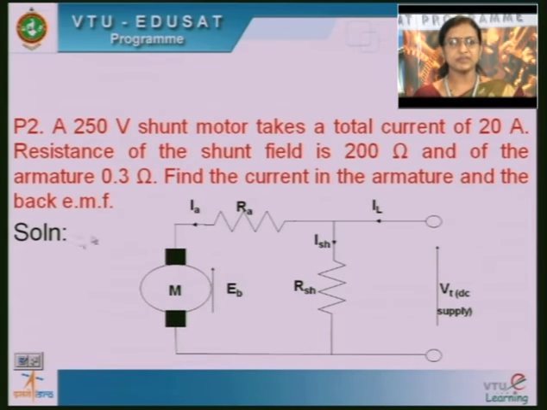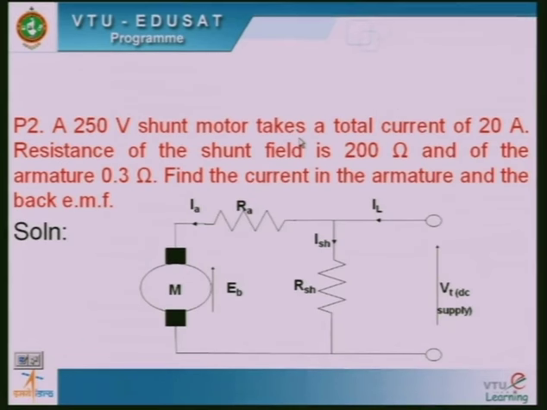Now, you see the second problem. In this they have mentioned it is a shunt motor. In case of shunt motor, the shunt coil is connected in parallel with the armature like this.